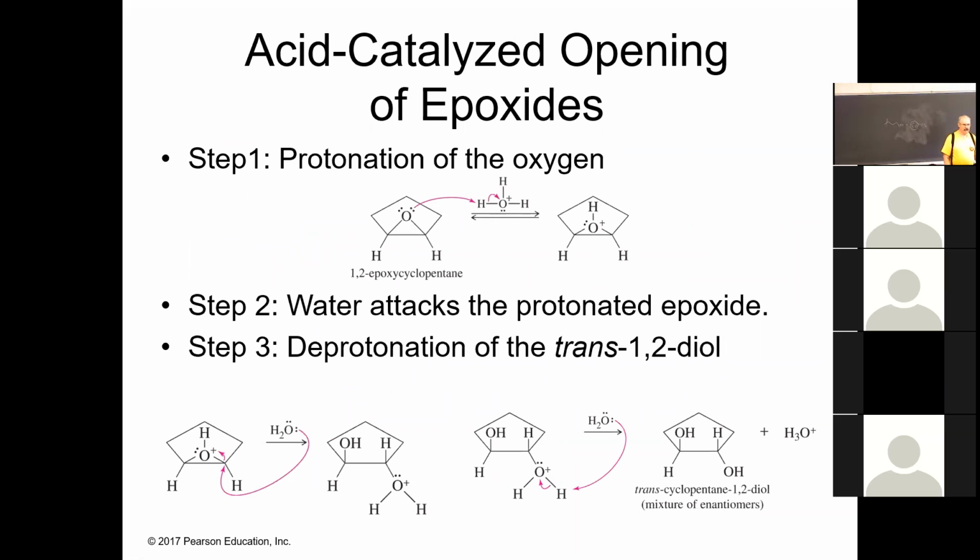Next we'll look at ring opening of epoxides. In acid solution, oxygen gets protonated first, then water attacks, and since this is symmetric, it doesn't matter which side. So water attacks and it breaks open this ring. Then another water removes a hydrogen and we get a trans diol.